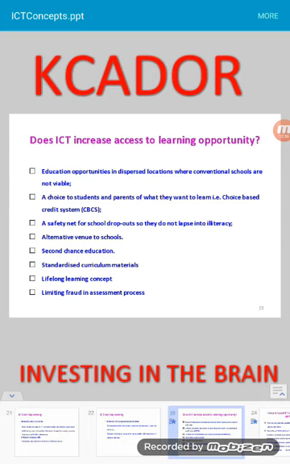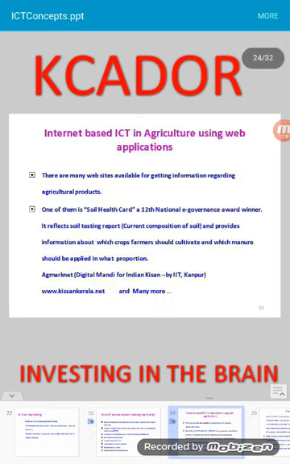Second chance education, for people who did not have an opportunity because their parents could not afford education for them, so they can have another chance to learn. People are very busy and they want to learn something, they can learn. Standardized curriculum materials, you can have that. Lifelong learning concepts, you can learn. We say education is life. Education ends only when people die. Limiting fraud in the assessment process, for example, cheating.